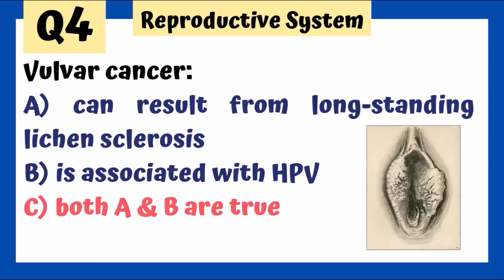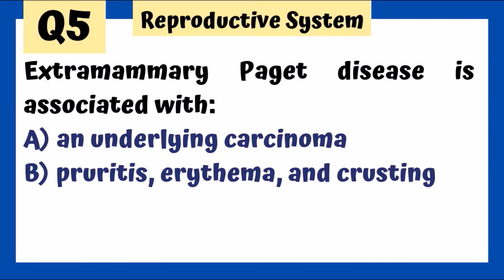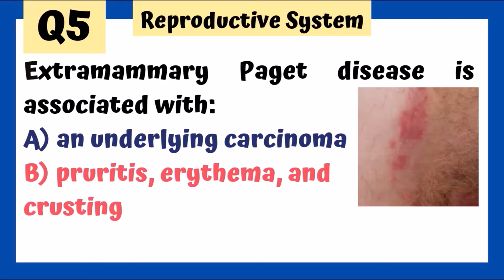vulvar cancer looks like. Extramammary Paget disease is associated with an underlying carcinoma? That's tricky, but I'm going to go with no. Pruritus, erythema, and crusting, yes. Why did I say it's tricky? Because Paget disease of the breast is associated with an underlying carcinoma. That's in distinction to Paget disease of the vulva, which is not associated with an underlying carcinoma generally. We see Paget disease leading to ulcerations. That's what it involves. It involves pruritus, erythema, and crusting.